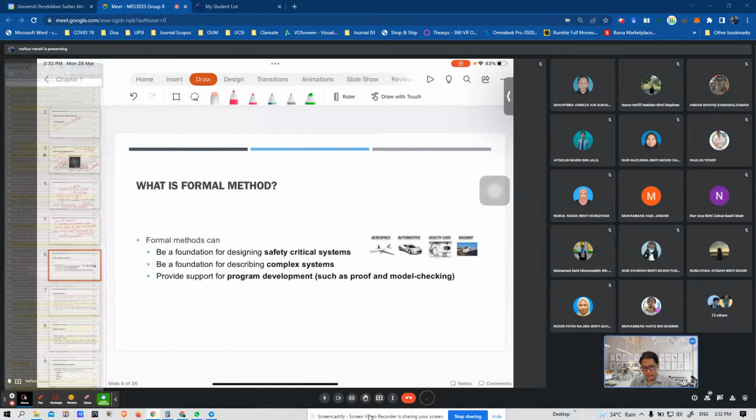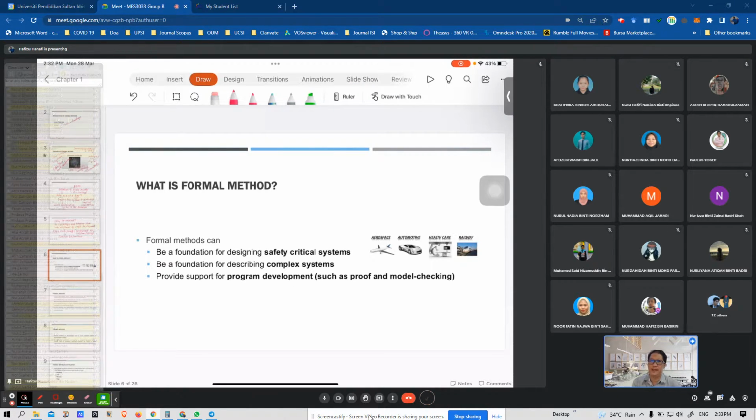Okay, and then what is a formal method? Formal method yang ni saya dah explain tadi. Formal method is being used for designing and to ensure the system has the correct behavior. But here, what is a formal method? Formal method can be a foundation for designing safety critical systems. Okay, designing safety critical systems.